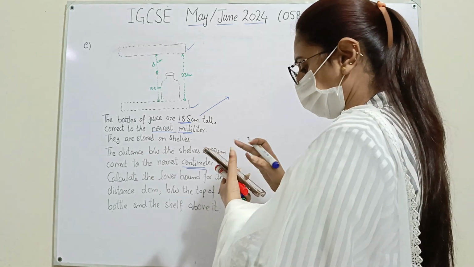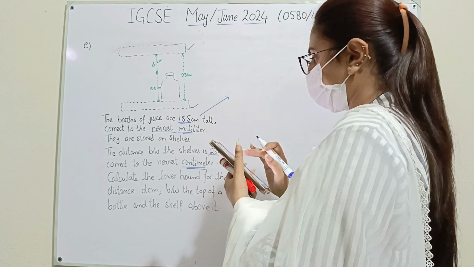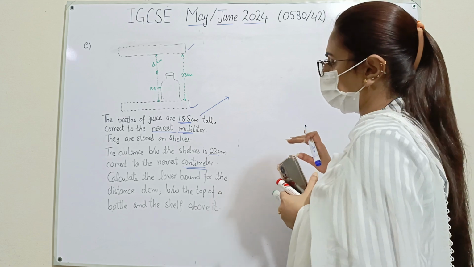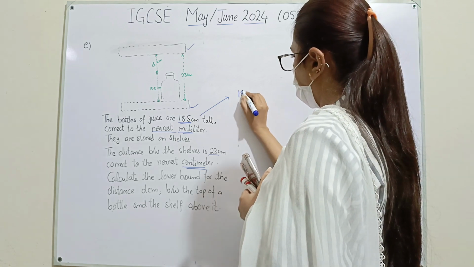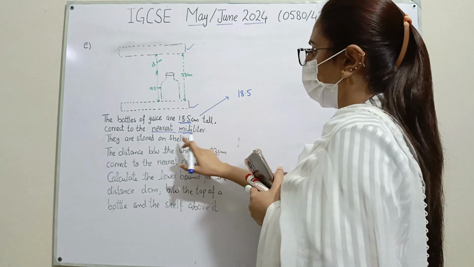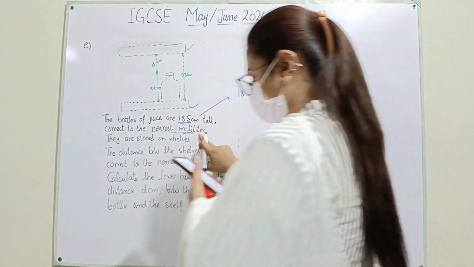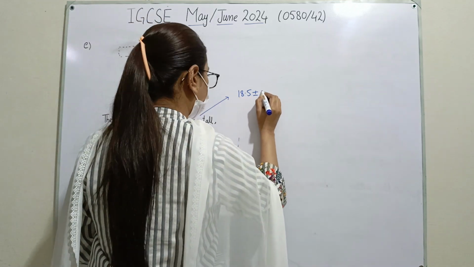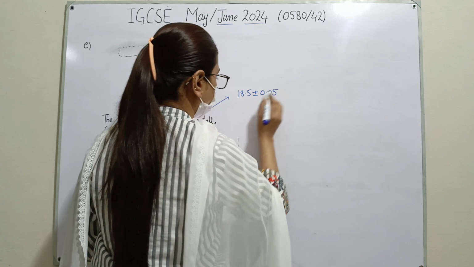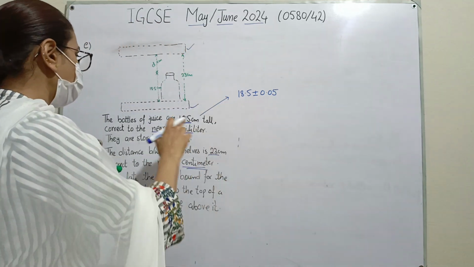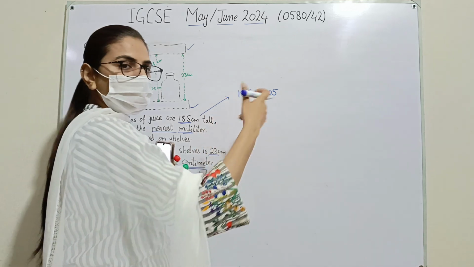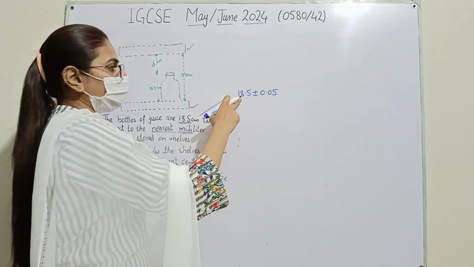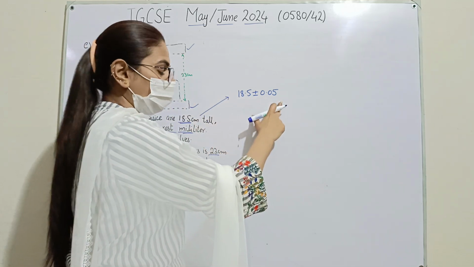18.5 centimeters is the length, or you can say the measurement, of the juice bottle. 18.5, but correct to the nearest millimeter. It means you can add or subtract 0.05. The upper bound of the bottle will be 18.5 plus 0.05, and the lower bound of the bottle will be 18.5 minus 0.05.